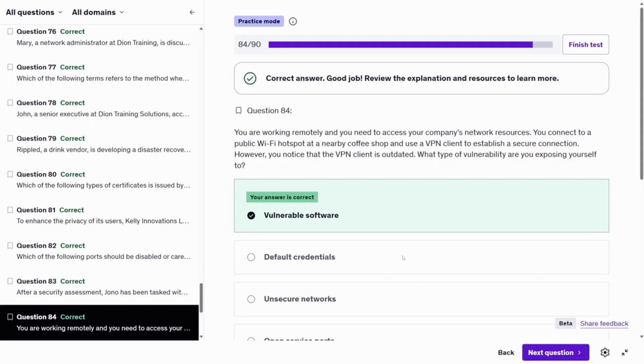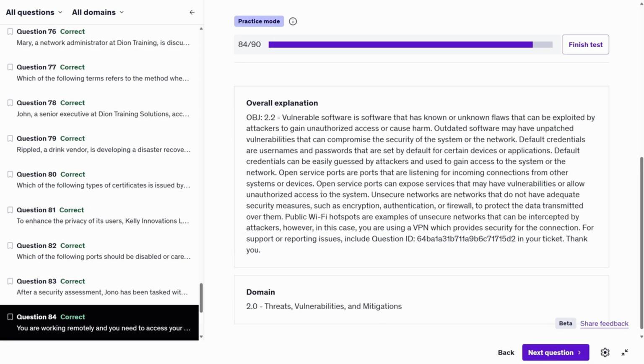The correct answer is A, vulnerable software. Vulnerable software is software whose known or unknown flaws can be exploited by attackers to gain unauthorized access or cause harm. Outdated software may have unpatched vulnerabilities that can compromise the security of the system or network.